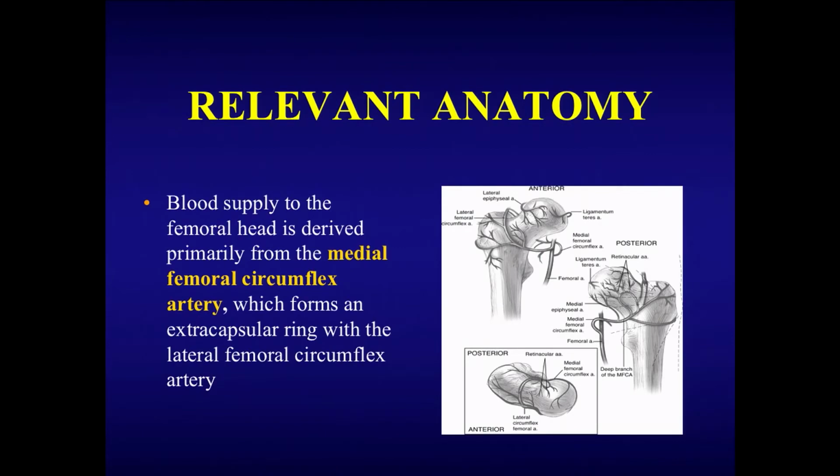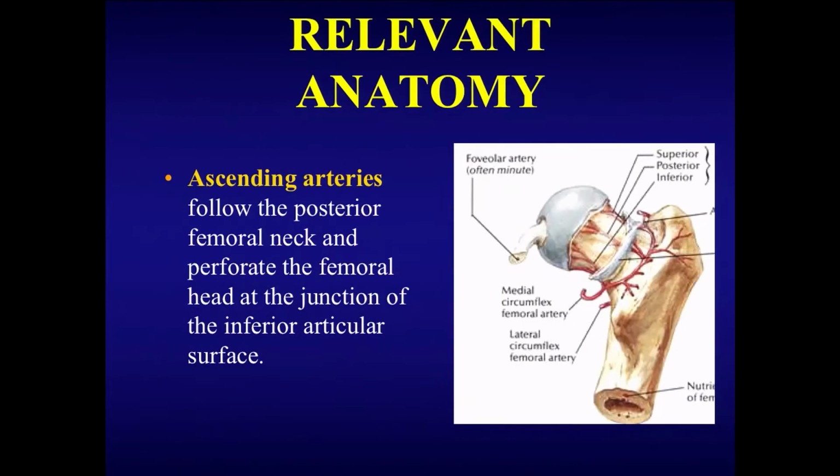Remembering what we just learned here, the blood supply to the femoral head is the medial femoral circumflex artery, which forms an extracapsular ring with the lateral femoral circumflex artery. It's good to look at this image because you have to remember the blood supply to the femoral head is truly retrograde. When disrupted, that's a problem from an AVN perspective. For displaced femoral neck fractures and for some hip dislocations, it's a vascular insult to the femoral head.